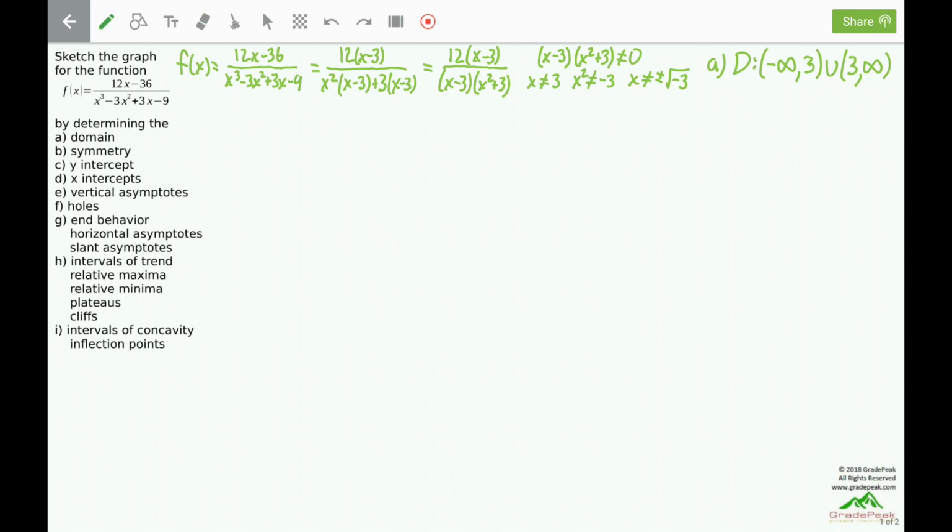Another thing about the function f of x, it has a factor in the numerator that fully cancels with the factor in the denominator, which indicates that there will be a hole in the graph where x minus 3 equals 0, x equals positive 3. Other than that, we can work with the remaining portion of the function, which is 12 divided by x squared plus 3.